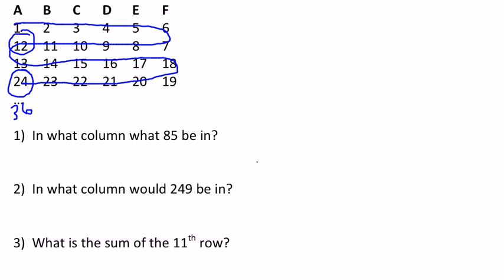And so for number 1, it says, in what column would 85 be in? Well, we look for the multiple of 12 that's closest to 85, and that would be 84. And so 84 is going to start a column, and since 85 is one more than that, we're going to go to the next column over, which would be column B. So column A is where 84 is, and column B is where 85 would be.